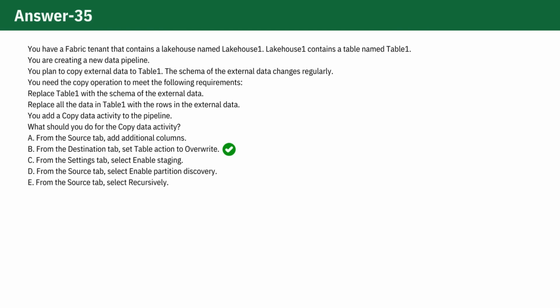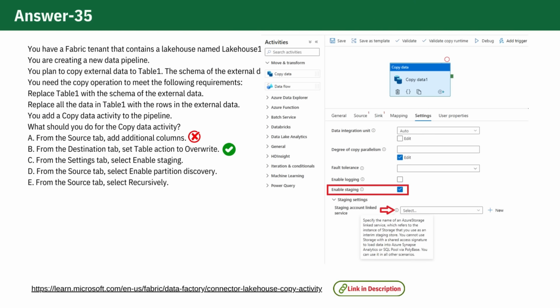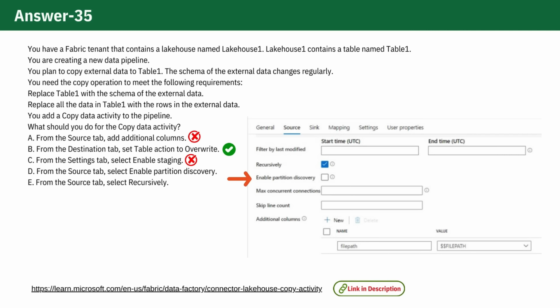Option A. From the Source tab, add additional columns. This is used to enhance the output with extra columns, not to replace an existing schema or dataset. Option C. From the Settings tab, select Enable Staging. This improves data movement performance, but does not influence the schema or full dataset replacement. Option D. From the Source tab, select Enable Partition Discovery. Useful for partitioned data processing, but irrelevant for schema replacement in the destination table.